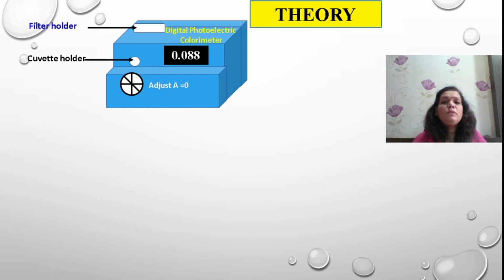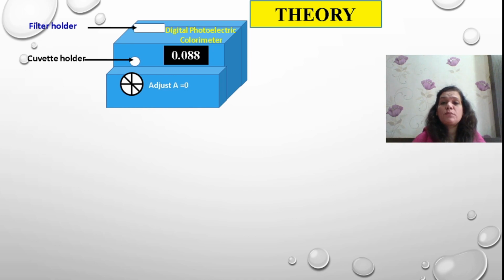Now when I am using these words absorbance, transmittance, you are all aware of the basic laws of photometry which we have learned: if I pass a beam of light, part of light will be reflected back, part of light is absorbed and part of light is transmitted. That is the basic law. Then we have learned Lambert's law and Beer's law.